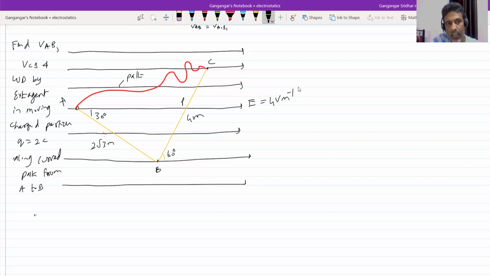Point P. If you release a charged particle, it will not move along the red color path. Not possible. But an external agent can move it. I roll a charged particle. You imagine yourself rolling it. I'll slowly move it from A to C. How much work should I do?